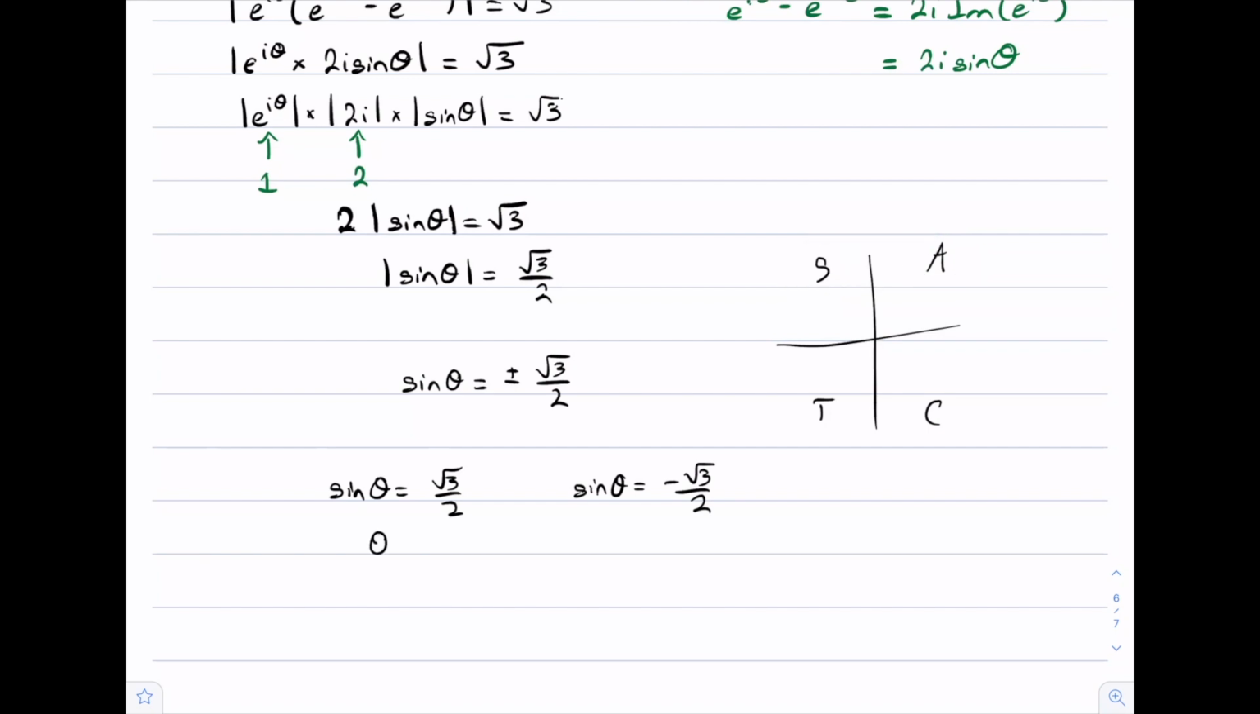So theta is going to be, well, when is sine equal to root 3 on 2? That's 60 degrees or pi on 3 units. So this is pi on 3 in the first quadrant. In the second quadrant, it'll be pi minus pi on 3, which is 2 pi on 3.